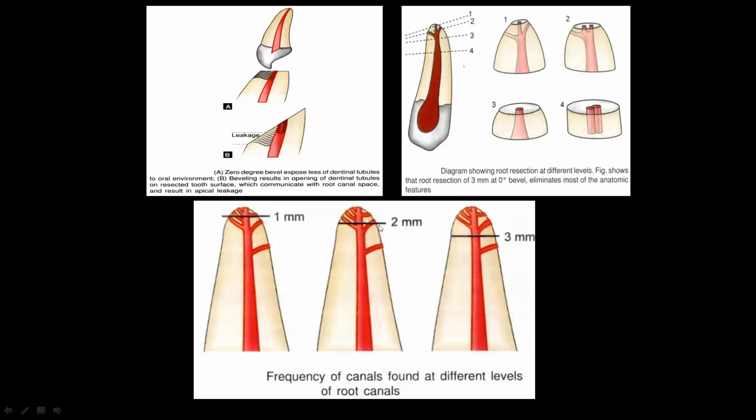If, without cutting anything, you put a retrograde filling, you may have to account for all these lateral and accessory canals, which is not possible. So it is better to cut at 3 millimeters, and then you can seal it, which is mostly proven. 3 millimeters will be the better choice.